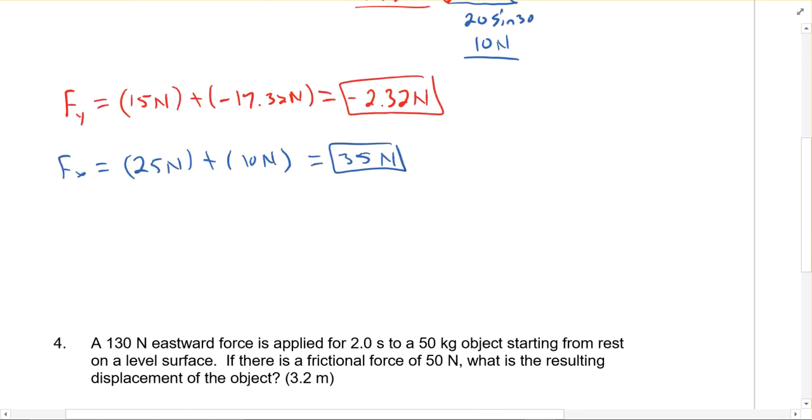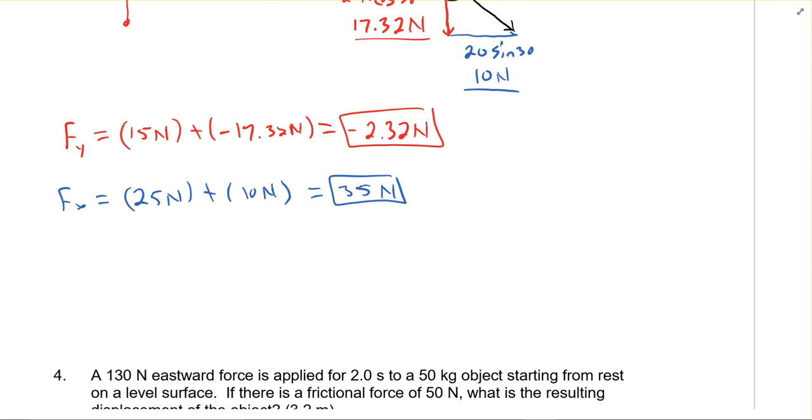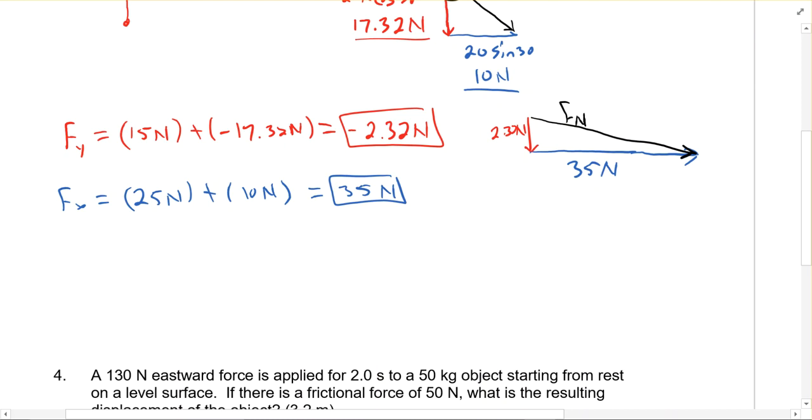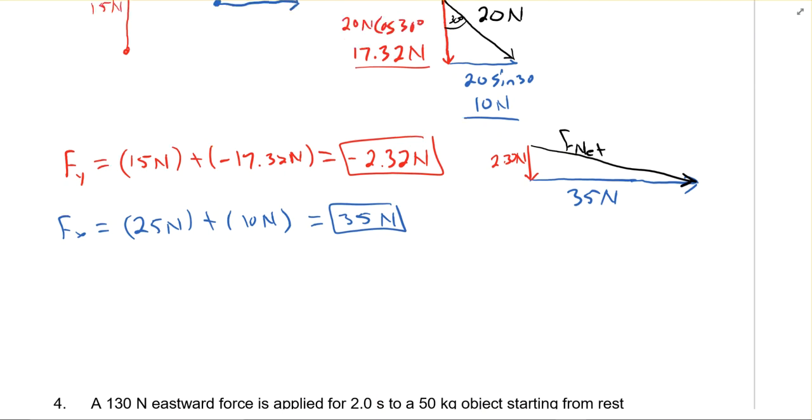All right, we got our two sides of our new triangle, so let's make another triangle here now. So in red, I'm going to go negative 2.32, so it's going to be down 2.32 newtons. And then in blue, I'm going to go to the right. This isn't really to scale. We're going to go 35 newtons. And then I'm going to have a resultant vector, or our net force. That's what we're figuring out here, right? So that's our F net. And this is our angle.